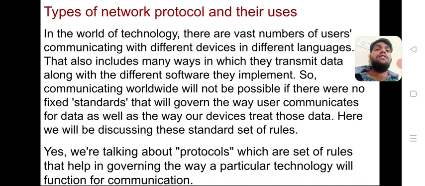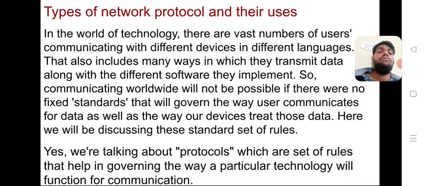Types of network protocols and their uses. In the world of technology, there are vast numbers of users communicating with different devices with different languages. That also includes many ways in which they transmit data along with different software they implement. So communicating worldwide would not be possible if there were no fixed standards that govern the way users communicate the data as well as the way our devices treat that data. Here we will be discussing this standard set of rules.